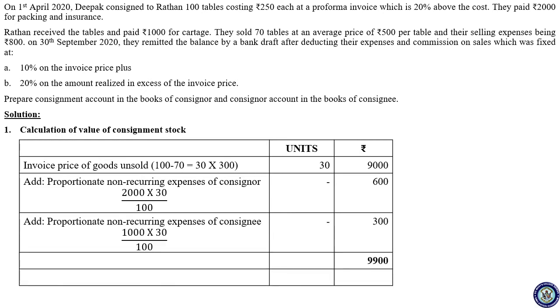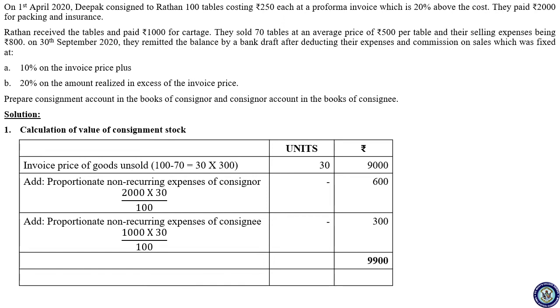Then you have to add the proportionate non-recurring expense of the consignee. So 100, that is only the cartage. Cartage is the only non-recurring expense incurred by the consignee. The selling expenses are recurring in nature. So 1000 is incurred for 100 units, so you apply it for 30.